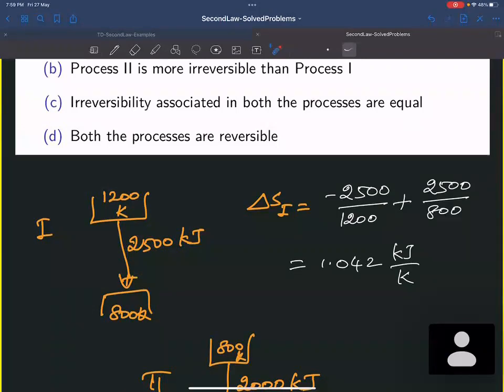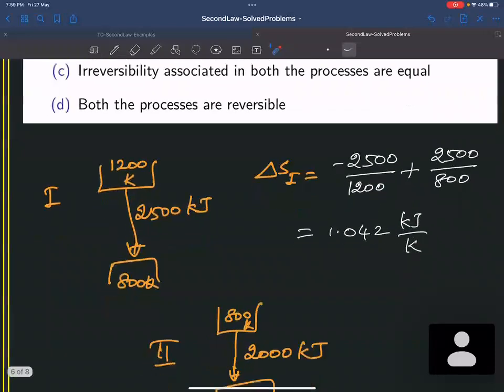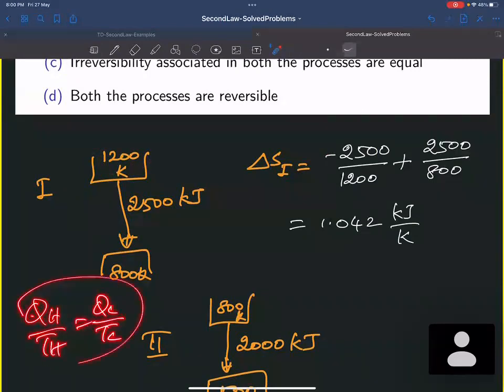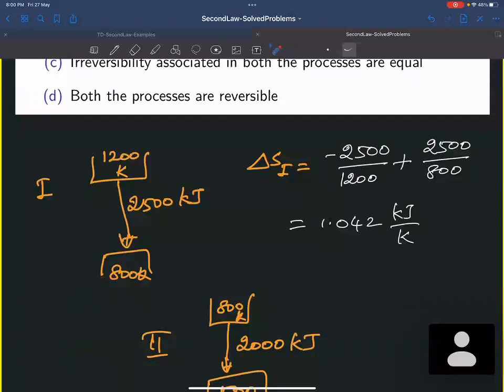But again, we have to check whether this integral of dQ by T is equal to 0. Then only you can say that the process is reversible. Otherwise, in what way will the process be reversible? So shall we extend that? QH by TH equal to QC by TC. The integral of that thing should be always in proportion to the temperature. The QH by TH should also be equal to QC by TC. This is the condition for your reversible cycle.